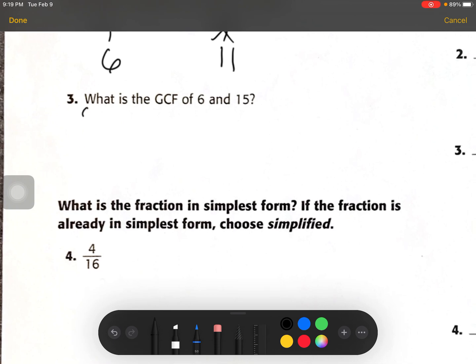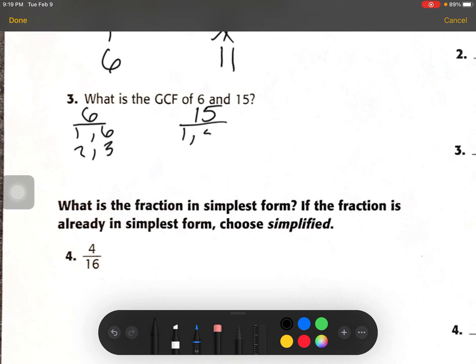GCF of 6 and 15, this is where you take 6 and 15 and write all the factors, starting with 1. 1 will go into it, times 6. 2 will go into it, times 3. 3 is already labeled and counted for. 4, nope. 5, nope. 6, nope. Okay, we're done.